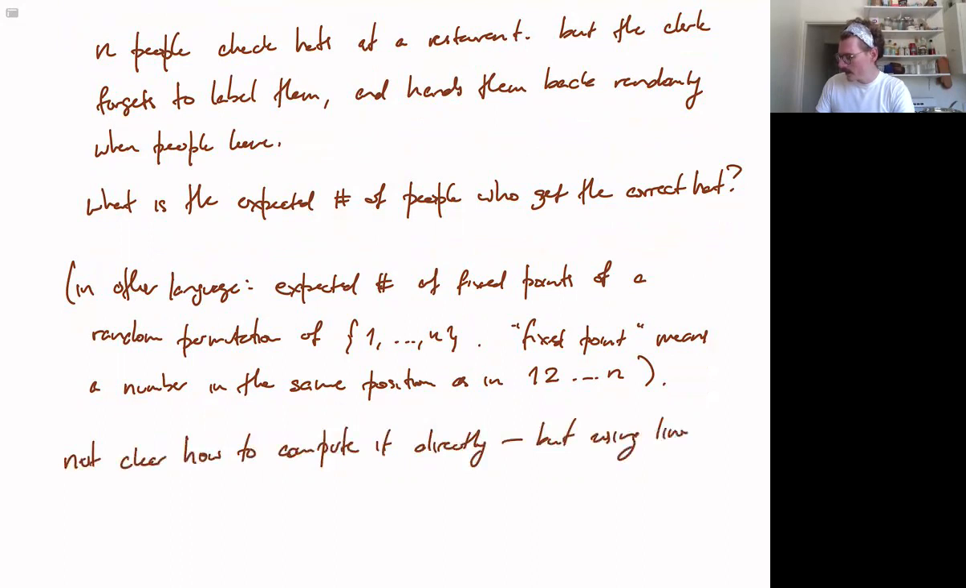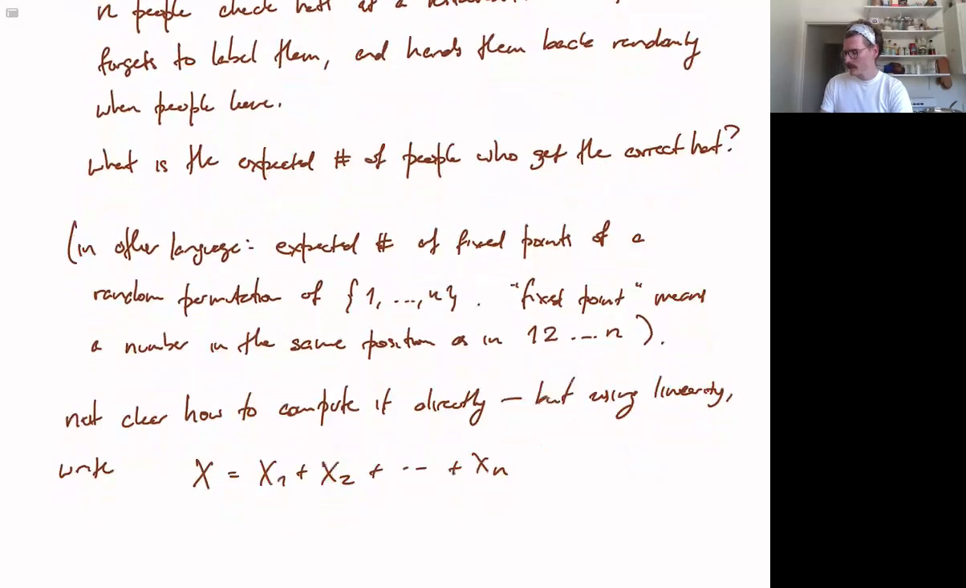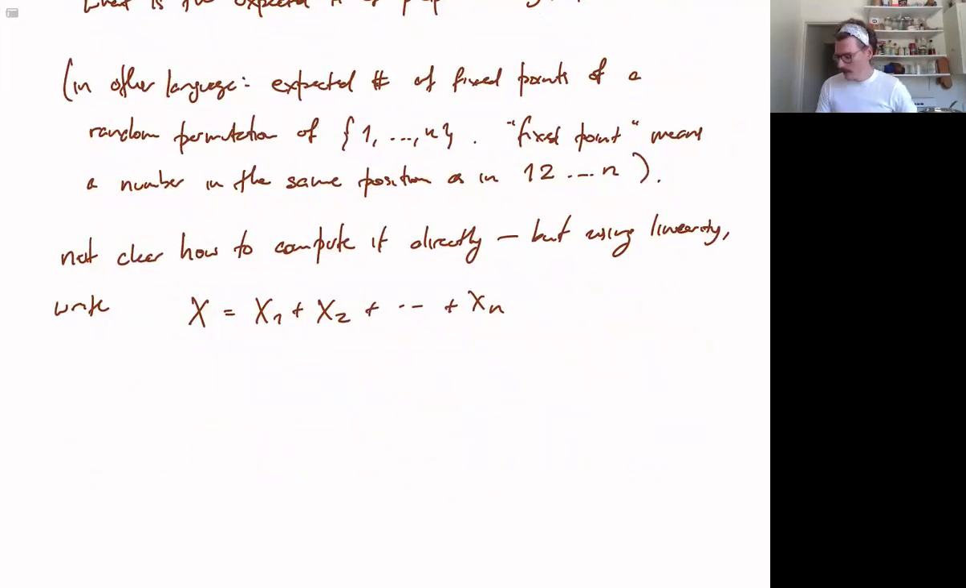But using linearity of expectation, we can write X equals X1 plus X2 plus ... plus Xn, where this random variable X is the one we are interested in, the number of people who get the correct hat.